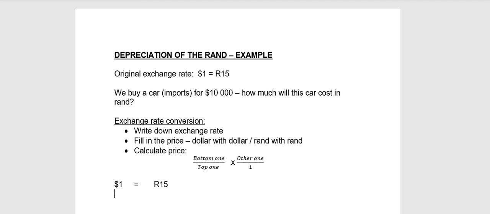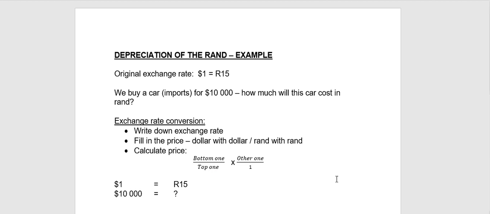Step 2 is we fill in the price. Our price is obviously $10,000. If we take $10,000, we now want to know how much rand we need to give to the bank so that they would give us $10,000, so that we can pay the American dealership for this car. Then we are going to go bottom one over the top one times the other one.